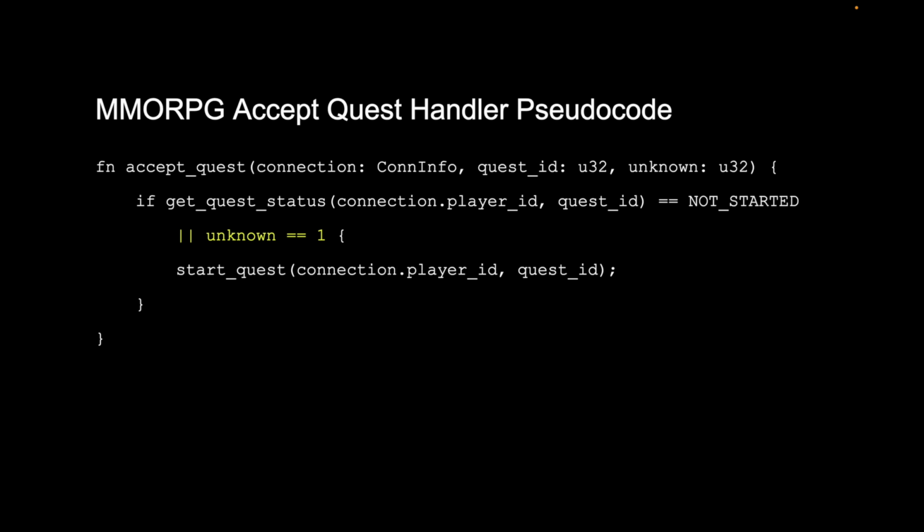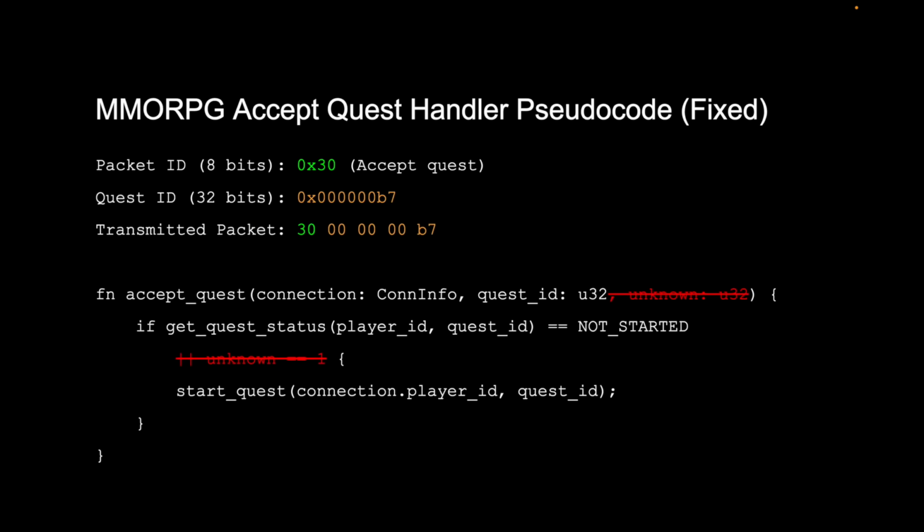Due to this cheating functionality that used to be there and was half stripped out, the packet handler in the server would have looked something like this. Ideally, it would check to make sure the quest status was not started, or whatever the valid status is for you to be able to start a quest. But in this case, it was a check where it also passed if this unknown value is specified as 1.